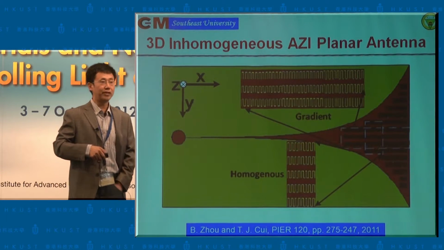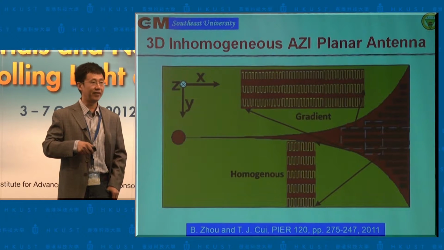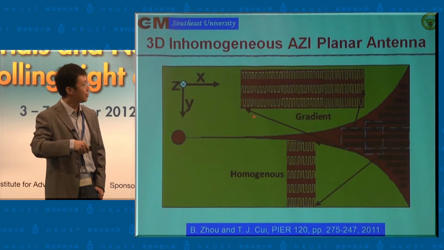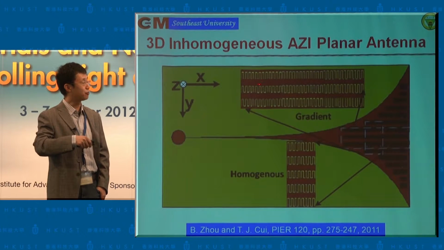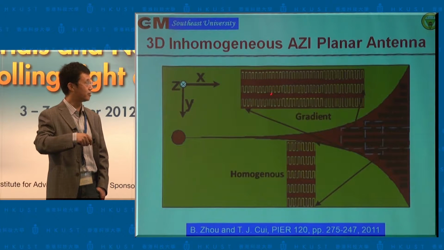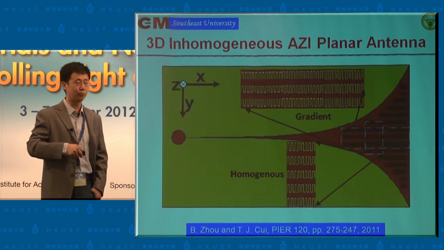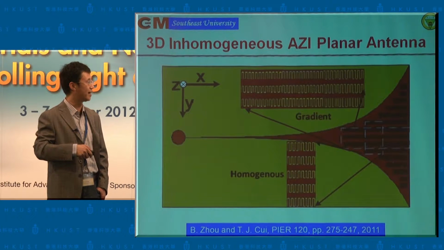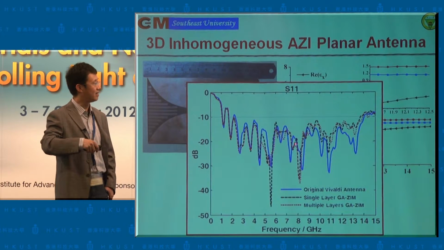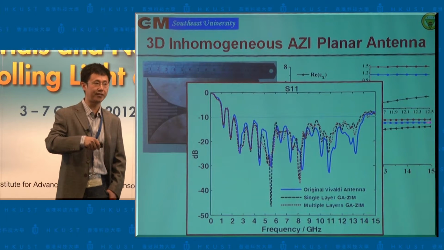Also, to increase the bandwidth of the Vivaldi antenna and enhance the gain, we use the graded isotropic zero-index metamaterial. That means we didn't use a homogeneous isotropic zero-index medium. Instead, we use an inhomogeneous isotropic zero-index medium, because then we can increase the bandwidth. So this is a fabricated sample, and this is a measured reflection coefficient.